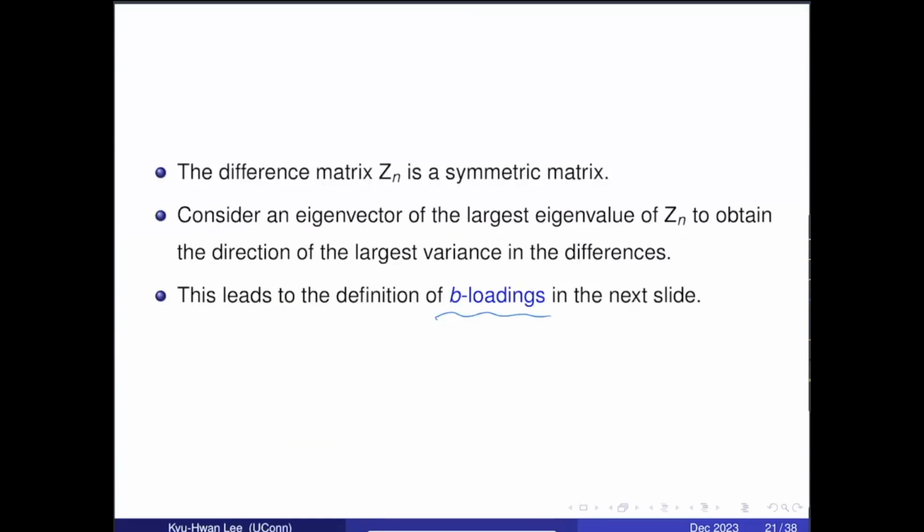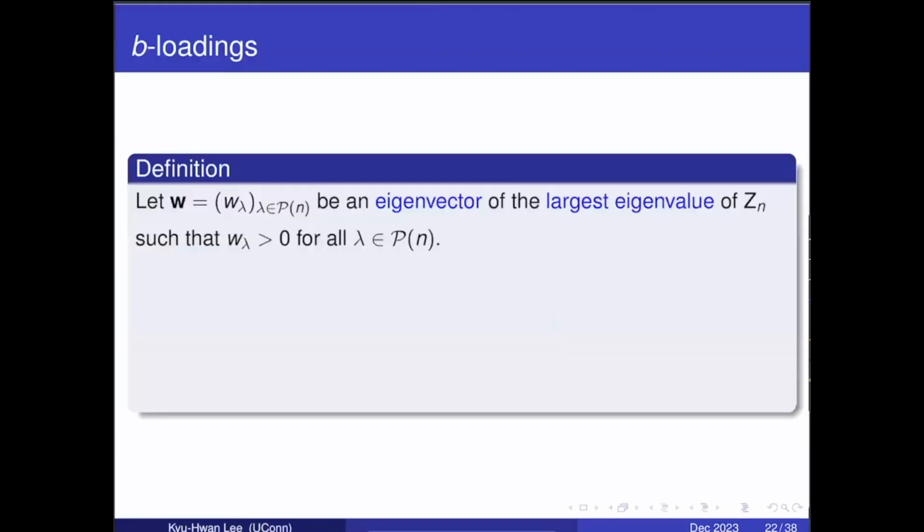The previous one was R loadings. Now B loadings. The R and B come from red and blue, and R&B also represents a genre of music. Anyway, it's easy to remember, so I chose R&B, red and blue. In any case, I will define B loadings. Literally, consider W, an eigenvector of the largest eigenvalue of the difference matrix.